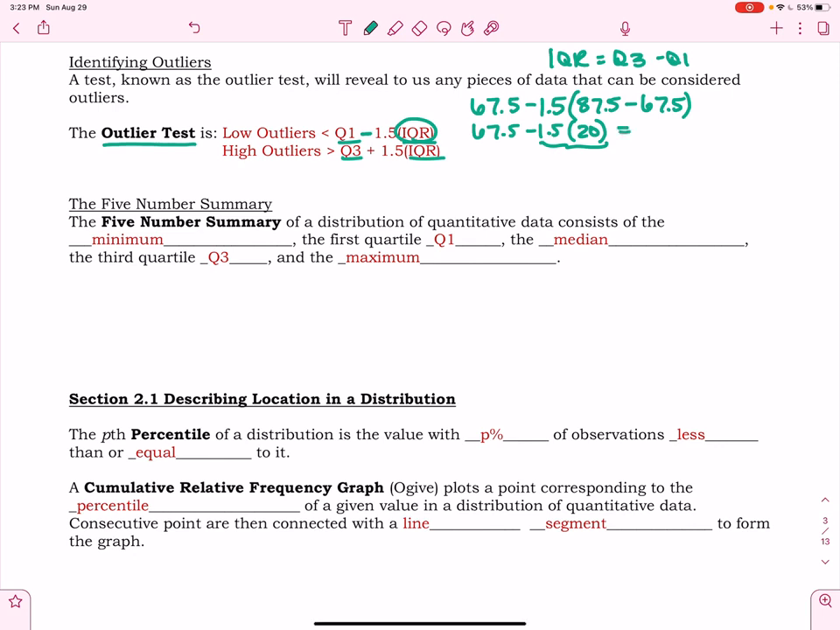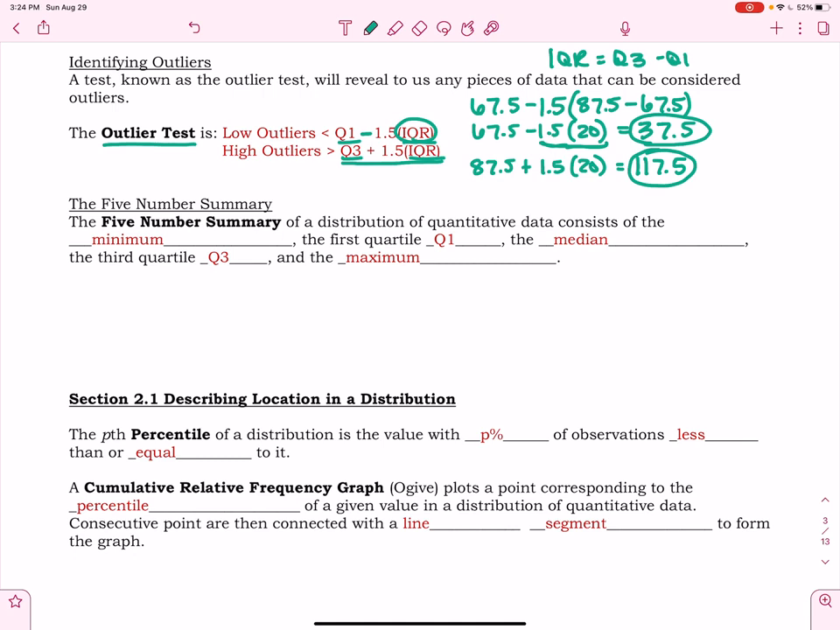So what I get when I do this calculation, 1.5 times 20 is 30. So 67.5 minus 30 is going to give me 37.5. And then I'm going to find the upper bound outlier test value. So that's going to be 87.5 plus 1.5 times 20, which is going to give me 117.5. Okay, so the values we have found here are 37.5 and 117.5.